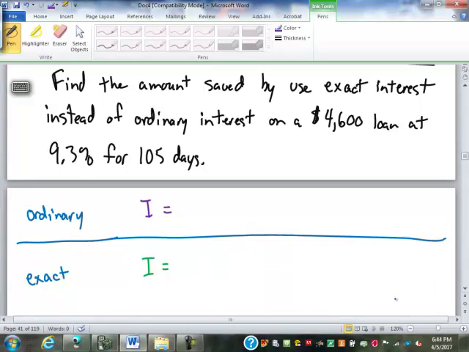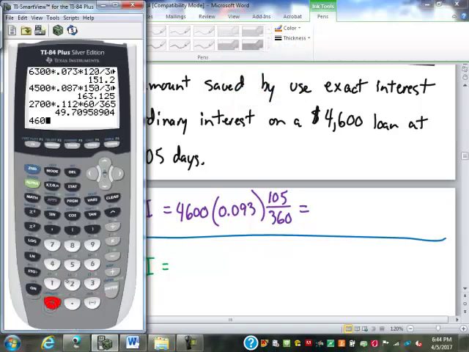So we have to do this one both ways. I'm going to start out with the ordinary interest. So it'll be $4,600 times 0.093 times 105 over 360 for the ordinary. 4,600 times 0.093 times 105 divided by 360. 124.78.